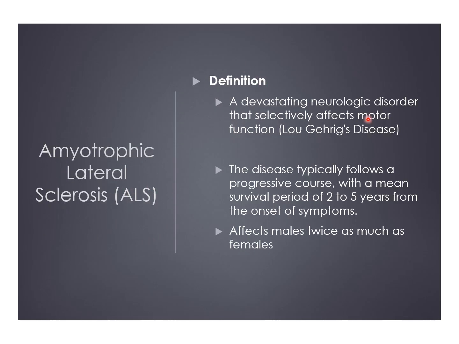So ALS is a devastating neurological disorder that selectively affects motor function. The other common title for this is Lou Gehrig's disease. This disease typically follows a progressive course. Most people who are diagnosed with ALS survive anywhere from 2 to 5 years from the onset of initial symptoms. And ALS is far more common in men than in women. So twice as many men are affected by ALS than women.